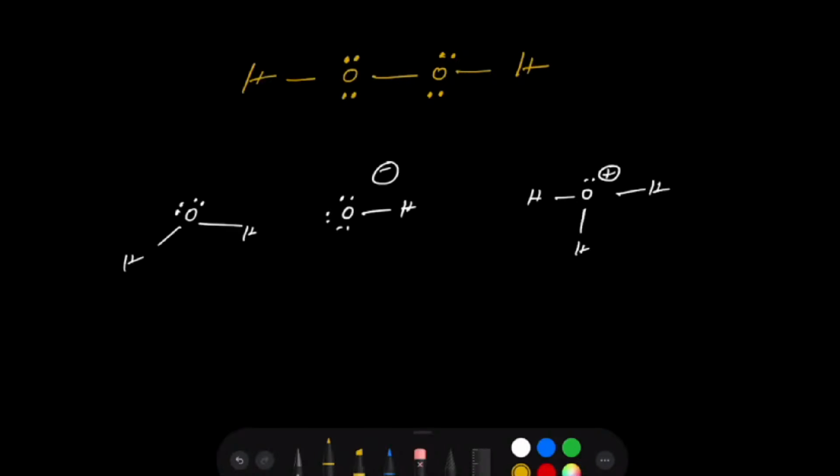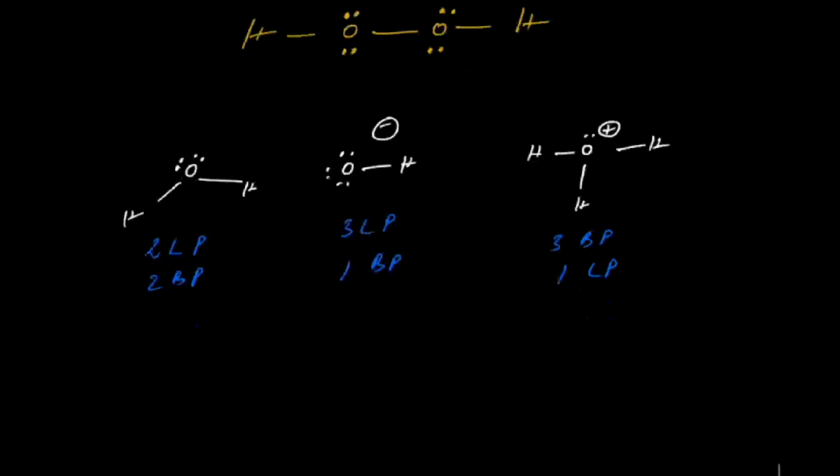Now see, when oxygen has 2 lone pairs, it has 2 bond pairs. When it has 3 lone pairs, it has 1 bond pair. When it has 3 bond pairs, it has 1 lone pair. Let me write down. Here you have 2 lone pairs and 2 bond pairs. Here it has 3 lone pairs and 1 bond pair, and here it has what? 3 bond pairs and 1 lone pair. So you must remember this, and I'll talk about other things also.